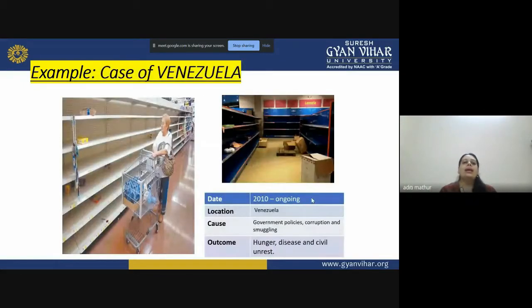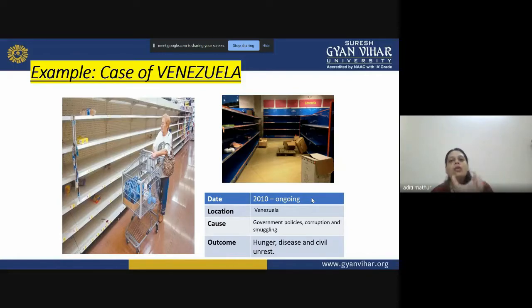So now let us take a case of Peninsula and understand scarcity. There was a time in 2010, and now also, but now things are better, and they are doing better. There was a time in Peninsula when, because of government policies, corruption and smuggling, the people were not having the basic required resources. The malls were all empty, right? The warehouses were empty. People were suffering from hunger. There were lots of diseases, and there was civil unrest also.